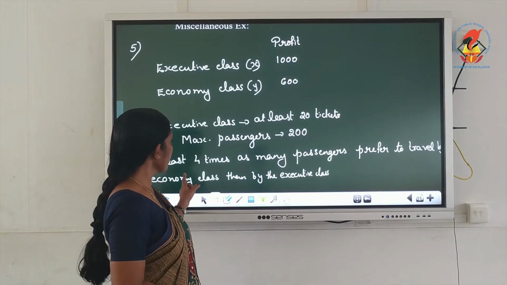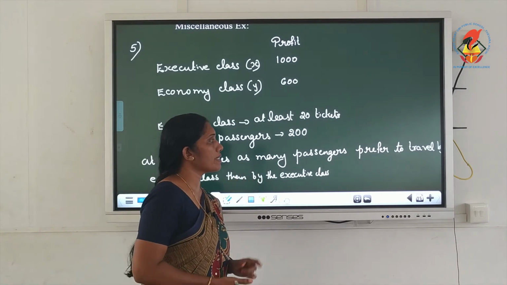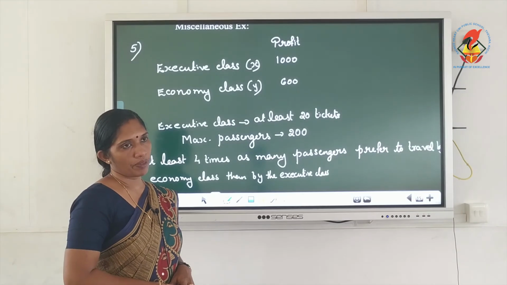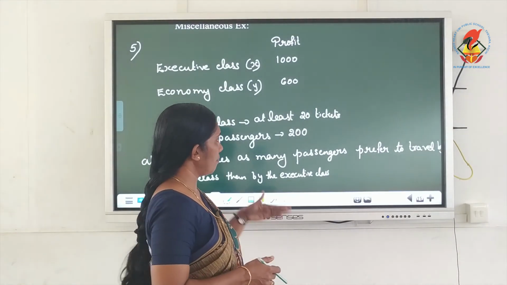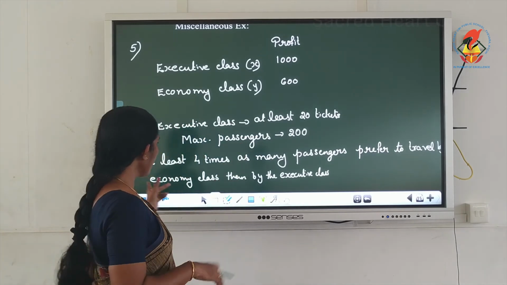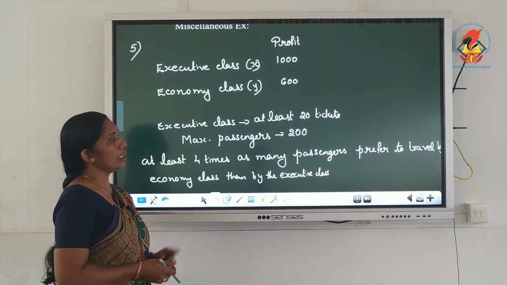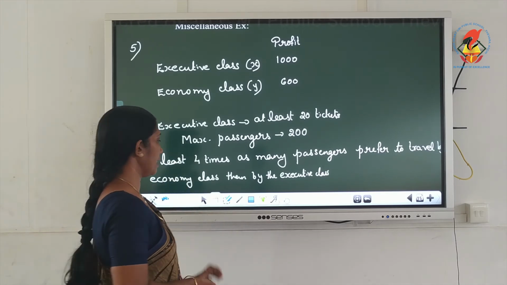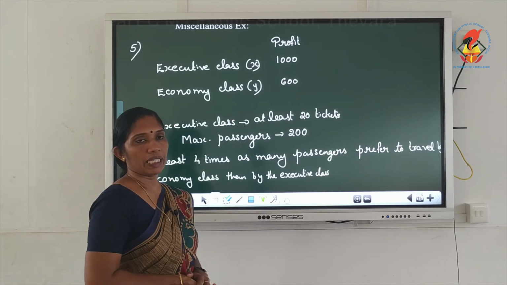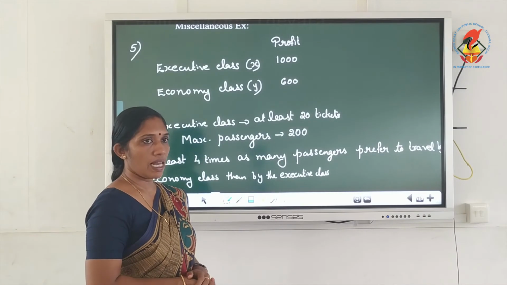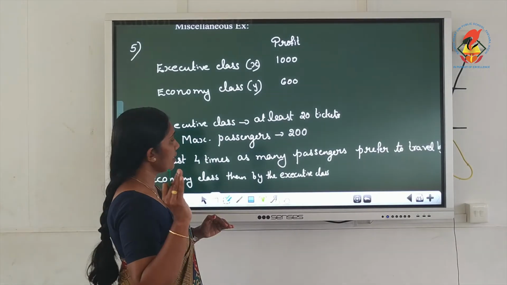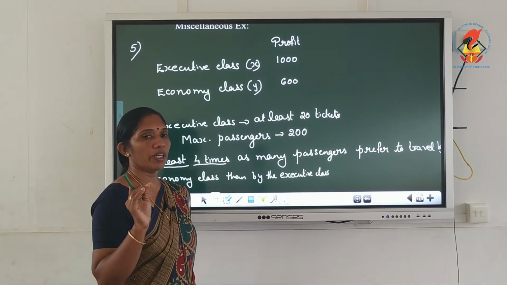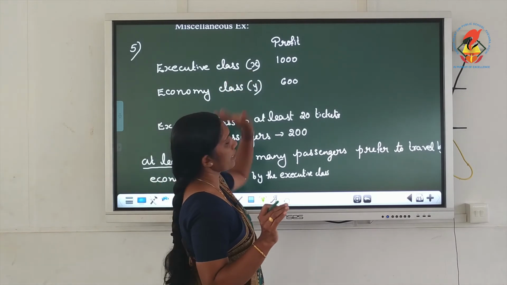Then, at least 4 times as many passengers prefer to travel by economy class than by executive class. So more people prefer which class? Economy class. So economy class is y. Definitely y is more than x. How much more? At least means greater than or equal to 4 times. So y is greater than or equal to 4x.